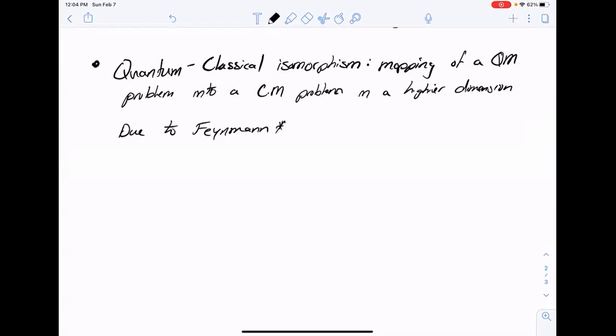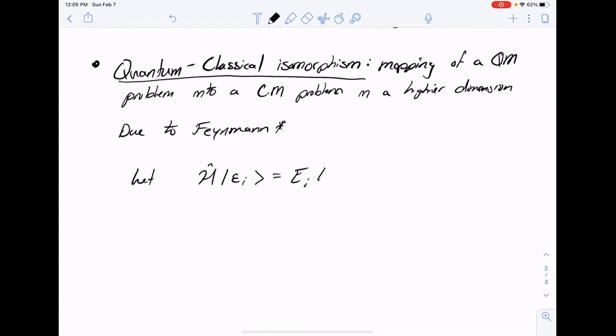Okay, so to understand how this quantum classical isomorphism works, I will derive the path integral description of the quantum partition function, and we'll see that it boils down to just a classical calculation. So let's assume we have some Hamiltonian which satisfies the time-independent Schrodinger equation with a set of eigenvalues E and eigenvectors epsilon.